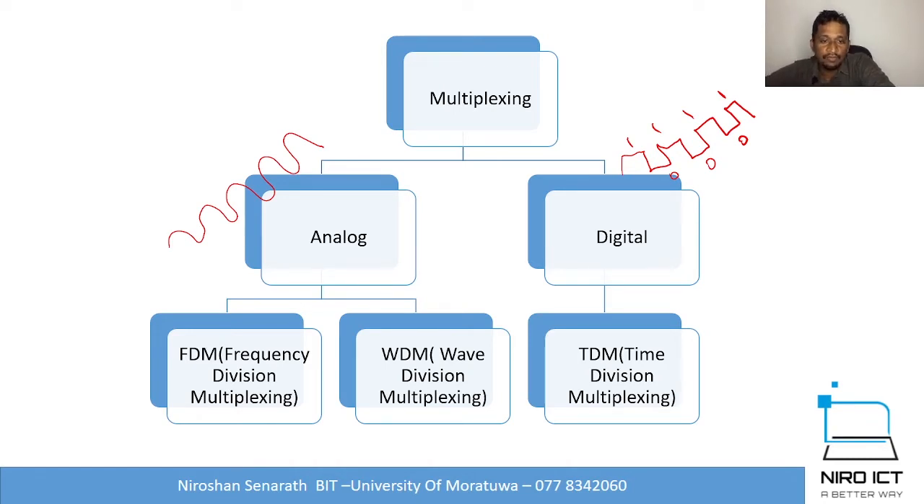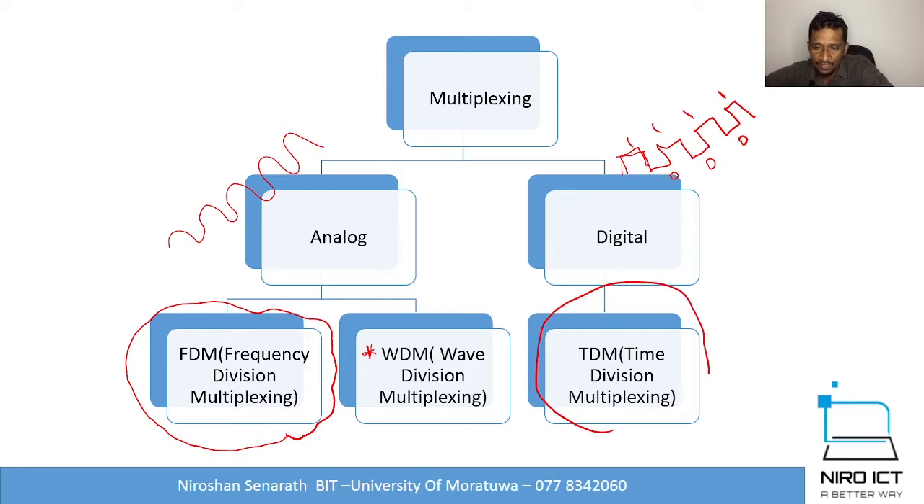Here, when you are talking about analog signals, they are categorized into two parts when doing multiplexing. One is called FDM or frequency division multiplexing, and the other part is called WDM, that means wave division multiplexing. There are two things that we have to use with analog signals. And when you talk about digital signals, I have shown some diagram here. For digital signals it can be time division multiplexing, which is one part. Then I will explain what that is. Let's see one by one.